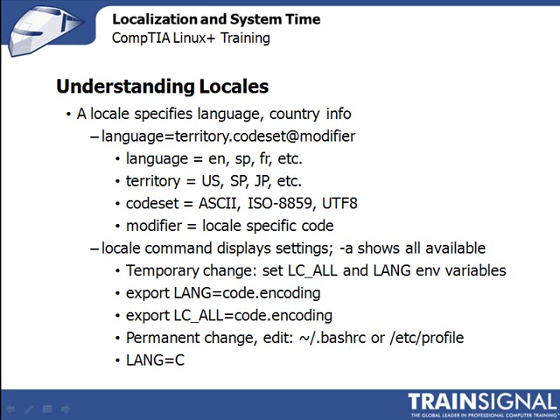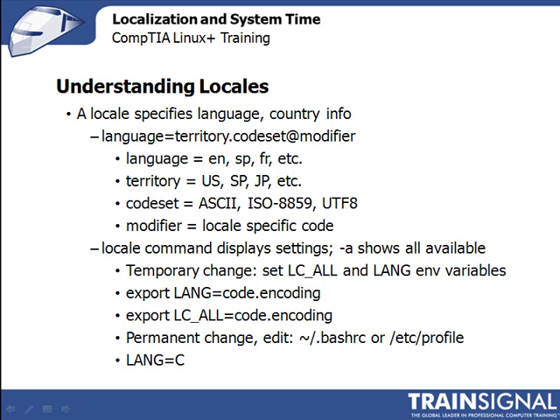Code sets essentially help facilitate data transmission and include the well-known ASCII, or American Standard Code for Information Interchange, which is the oldest encoding technology. Then you also have ISO 8859 and UTF-8. UTF-8 is the latest format, and UTF is short for Unicode Transformation Format. And finally, a modifier can be used to include any locale-specific code. To display your current locale information, you simply use the locale command. To display all options available on your system, add the -a option.